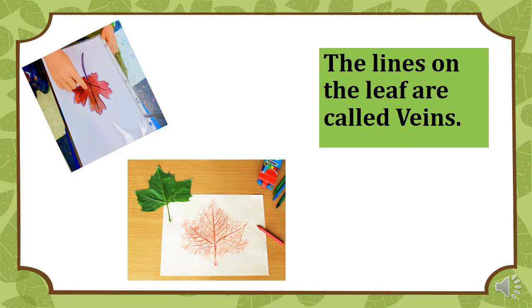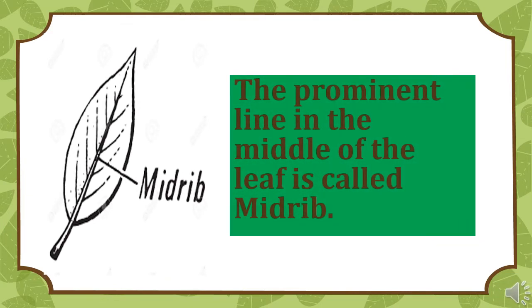Now we are going to do an activity. Put a leaf under a white sheet of paper or a sheet in your notebook. Hold your pencil tip sideways and rub it on the portion of the paper having the leaf below it. You will get impressions with some lines in it, and they will be similar to those on the leaf. These lines on the leaf are called veins. See the picture? There is a prominent line in the middle of the leaf. That line is called midrib.